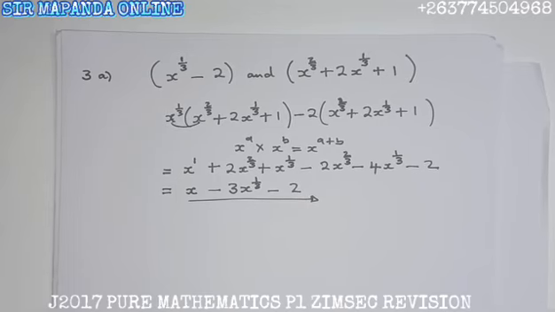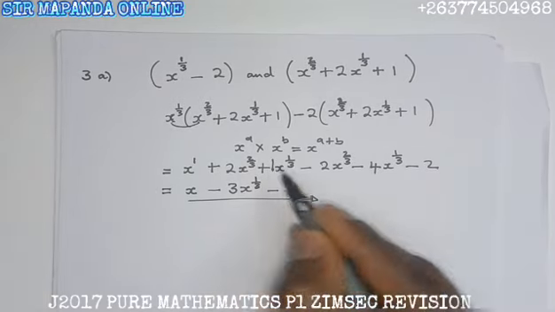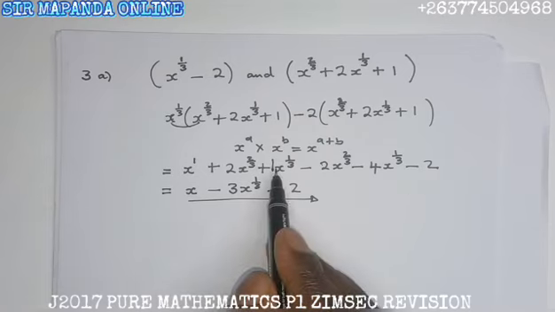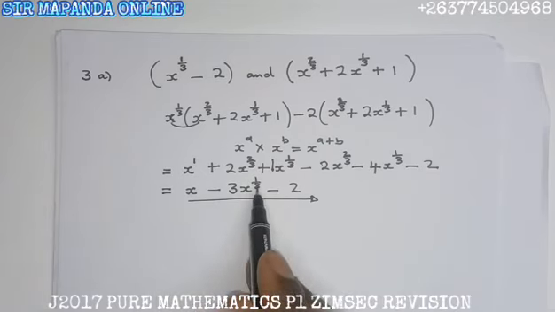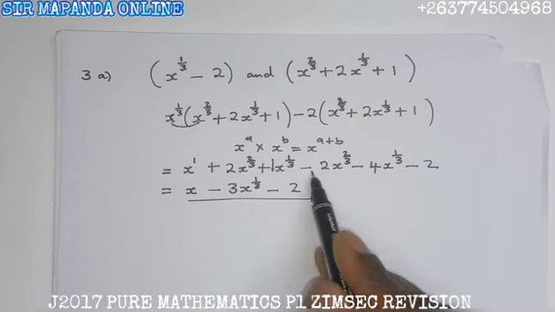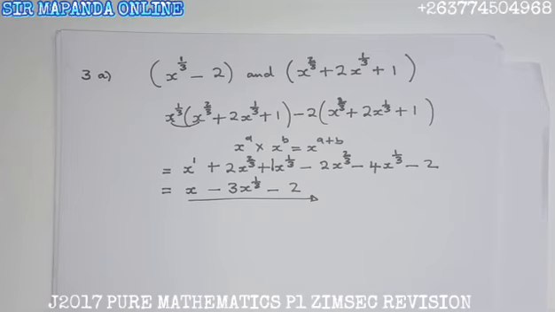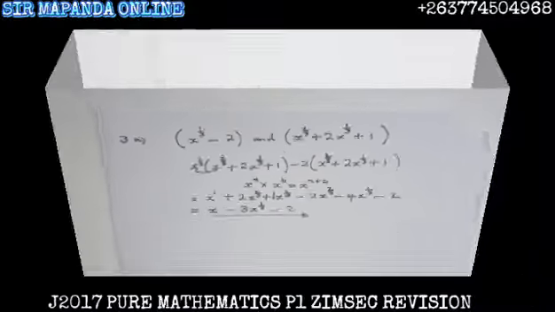Since x to the power of 1/3 is as good as 1 times x to the power of 1/3, you'll be saying 1 minus 4, you get minus 3, x to the power of 1/3. But 2x to the power of 2/3 and minus 2x to the power of 2/3, they give you 0. So this is your final result. We no longer have like terms. Let us move on to part B.